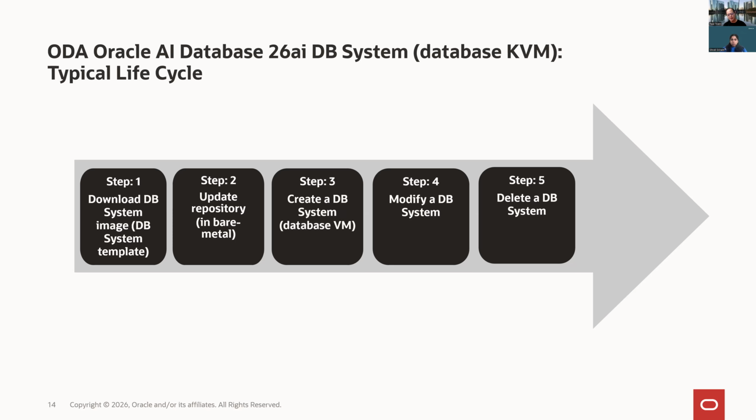Then again, you need to copy the files over in the bare metal, and then you have to update the repository, so we know where all the binaries are to do the creation. Then you create a DB system. Normally in this demo, we're just going to do steps 1 through 3. But after you create the DB system, you can modify it or delete it. So this is the typical life cycle of a database VM, and it's similar to our application VM as well. But today we're just doing the database VM.